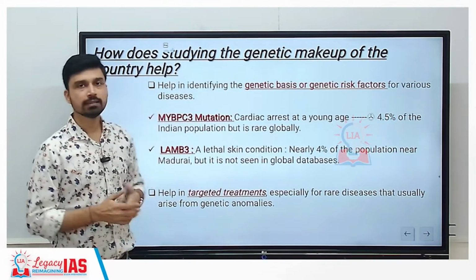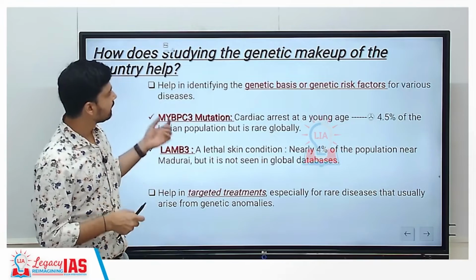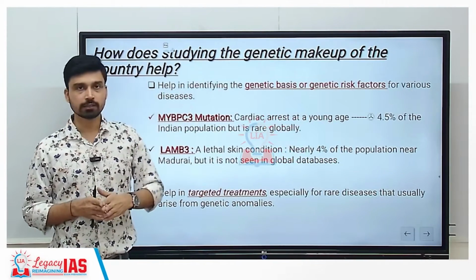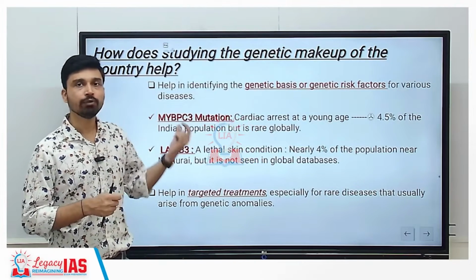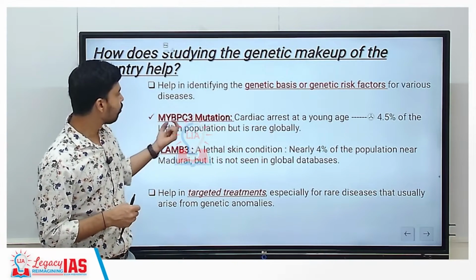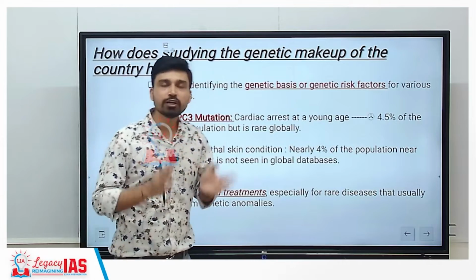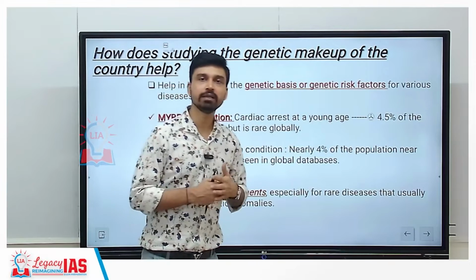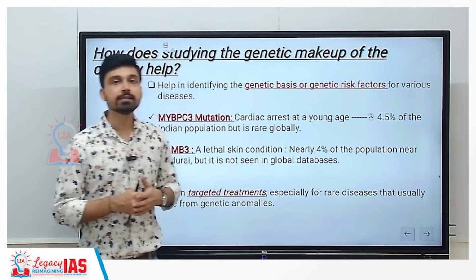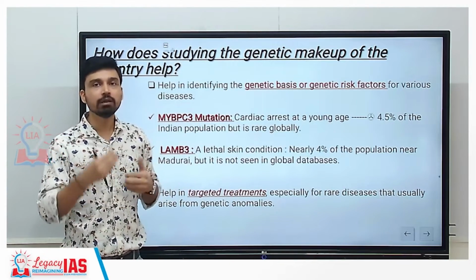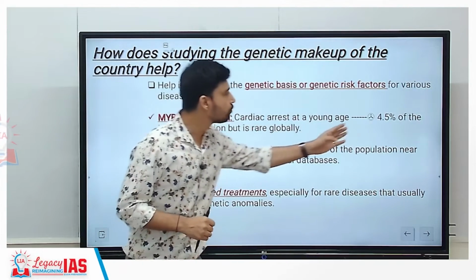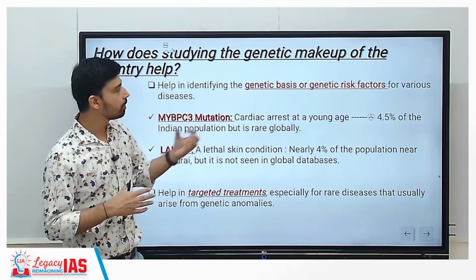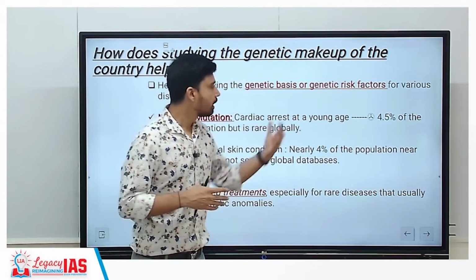First, such sequencing and such data can help in identifying the genetic basis or genetic risk factors for various diseases. For example, in India's case, we have one mutation called the MYBPC3 mutation. This mutation in the genes is responsible for cardiac arrest that happens at a relatively younger age. Now, this mutation is not so prevalent at the worldwide level, but it is present in almost 4.5% of the Indian population. That tells us that India's population is more prone to cardiac arrest at a young age.